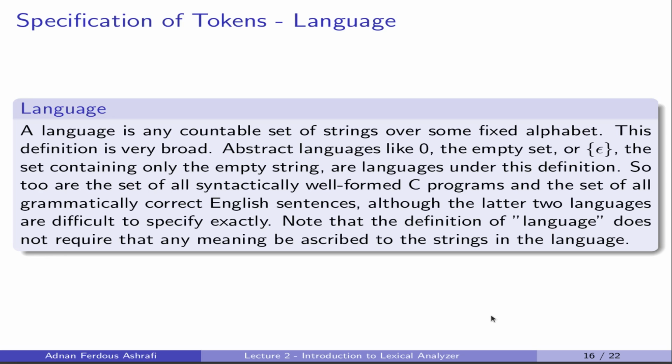So for example, abstractly, any binary number, every possible binary number comprises or creates the set of binaries from just the alphabet 0 and 1, right? Okay, so abstract languages like 0, the empty set, or epsilon, the set containing only the empty string, are languages under this definition too. So too are the set of all syntactically well-formed C programs and the set of all grammatically correct English sentences. Okay.